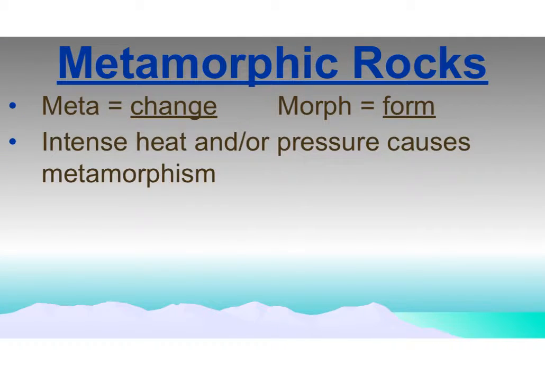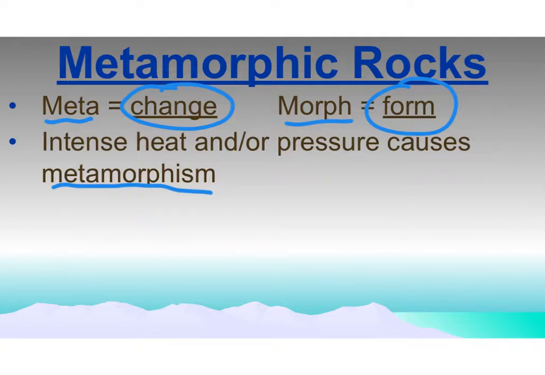All right, another type of rock type that we learned about this week was metamorphic rocks. That word metamorphic comes from two words. Meta means change, and morph means form. And so these are rocks that change their form. And they change their form because of intense heat and or pressure, and this causes metamorphism. So metamorphism is the process that rocks go through when they have a lot of heat or pressure, and it changes them from one rock type to a metamorphic rock.